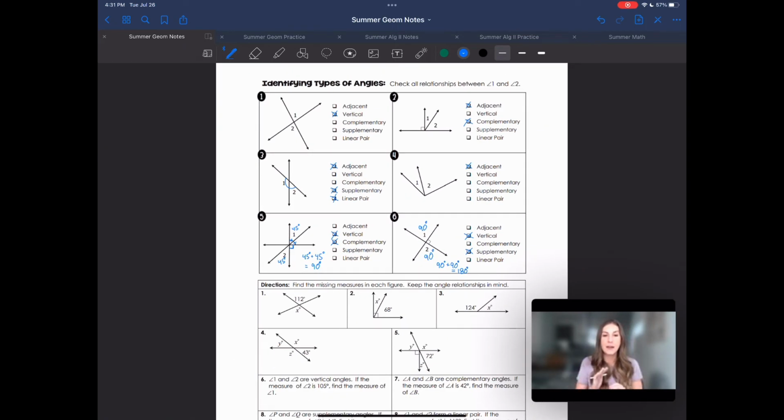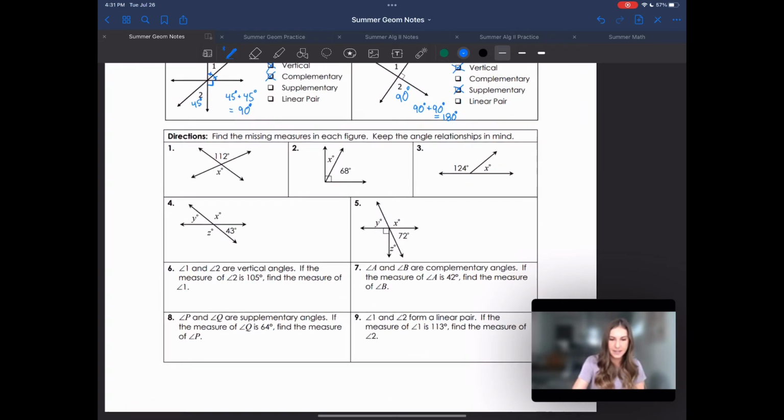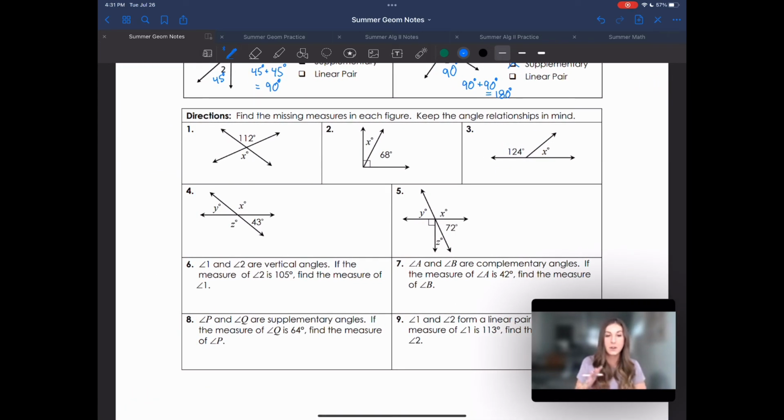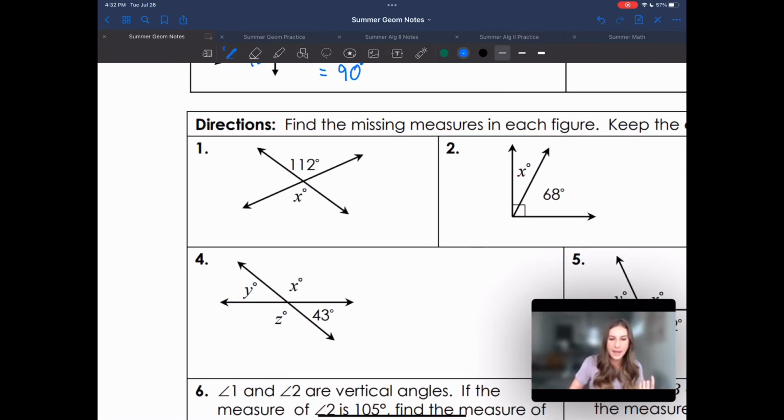Okay, hopefully that went well. I know those last two were a little tricky. Let's look at our last little set of example problems, and then y'all can go try the practice. Okay, it says, find the missing measures in each figure, keep the angle relationships in mind. So this is how we're gonna actually use all the vocab we just learned. So number 1, they want you to find the missing angle, X, right?